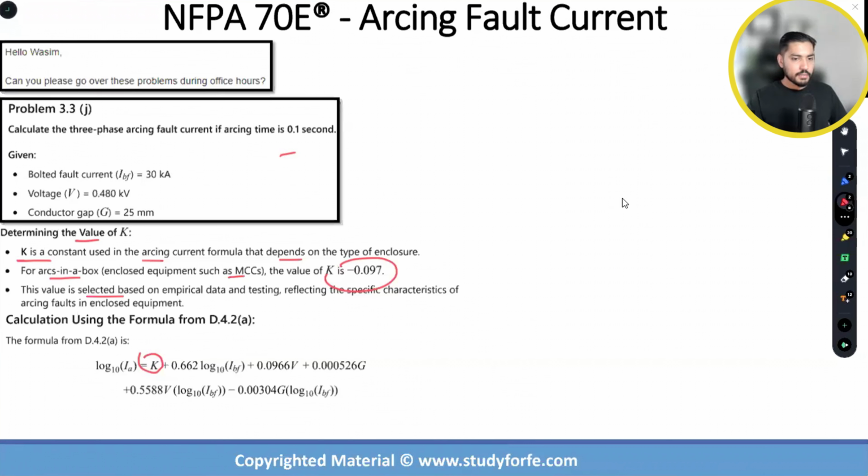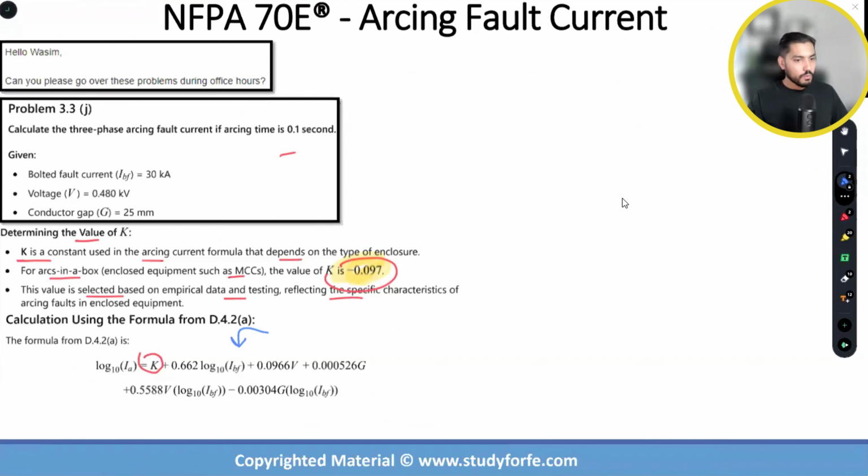So this value is selected based on empirical data and reflects specific characteristics. So for all practical purposes, the number that we are interested in is 0.097, but with a negative. Okay. Now from this point onwards it is all plug and chug.